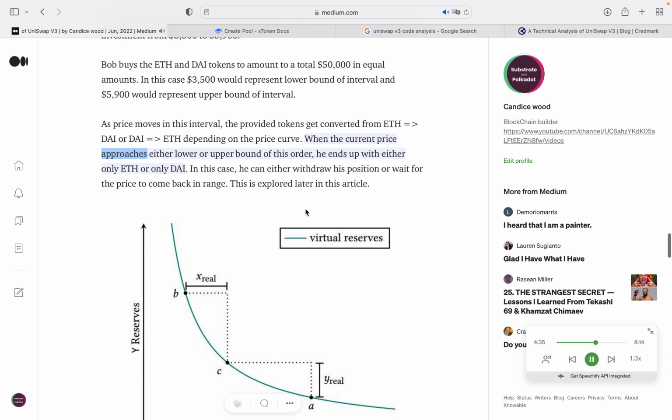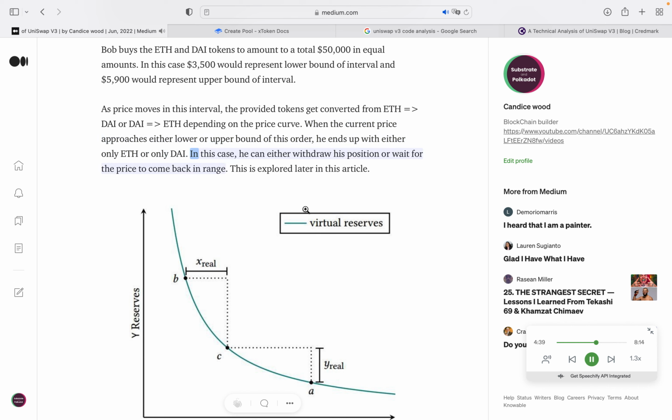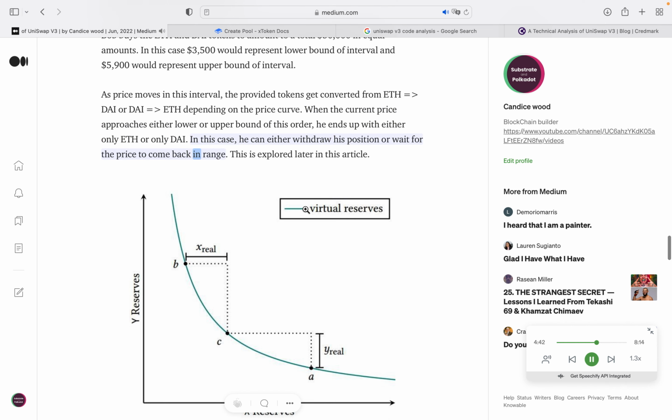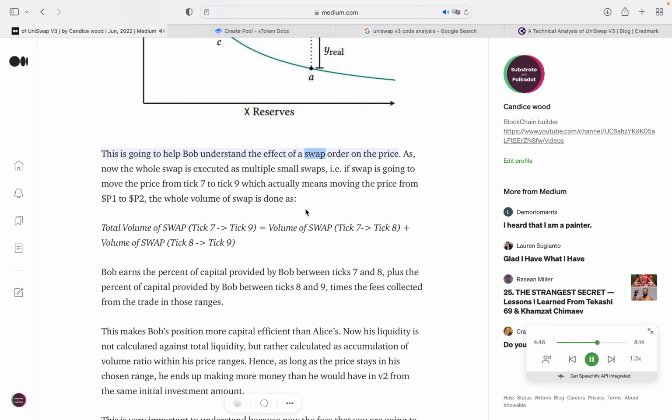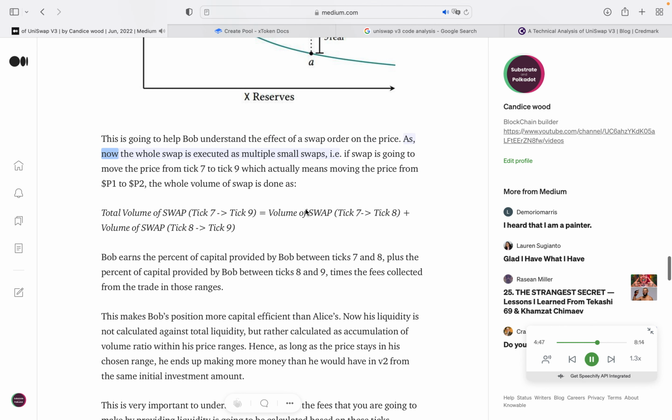When the current price approaches either the lower or upper bound of this order, he ends up with either only ETH or only DAI. In this case, he can either withdraw his position or wait for the price to come back in range. This is explored later in this article. This is going to help Bob understand the effect of a swap order on the price, as now the whole swap is executed as multiple small swaps.